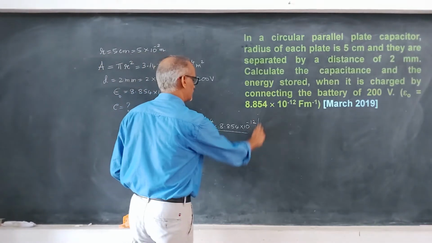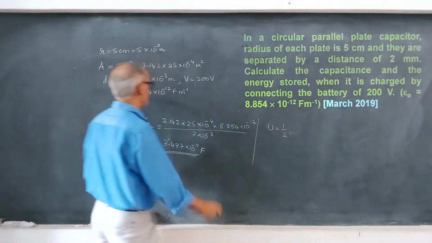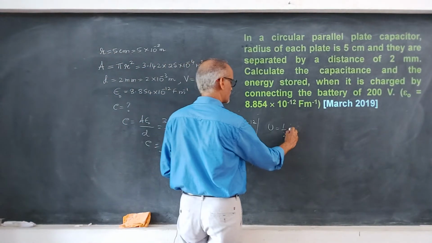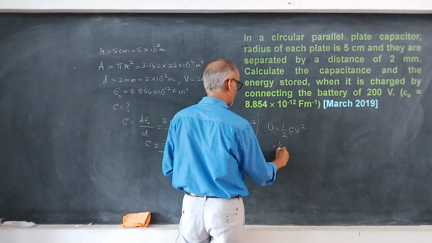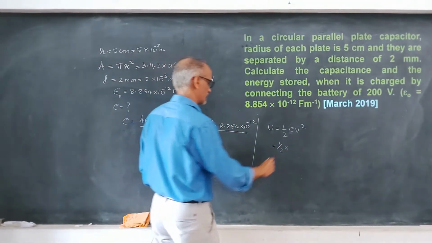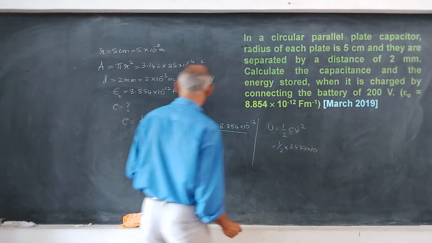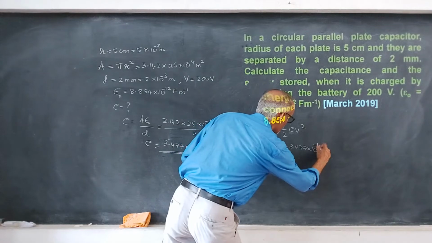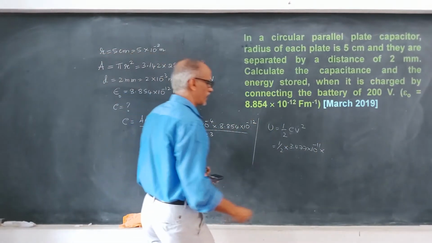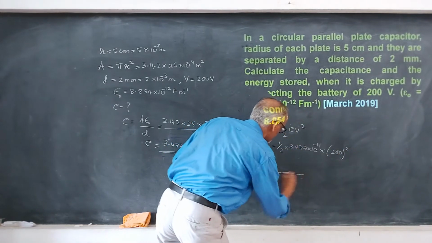Now how to find the energy? So energy is given by U is equal to half. See, we know the value of V and C. So that's why I'll use that format. U is equal to half CV square. Half, the value of C? C is here 3.477 into 10 to the power minus 11, into the value of V. V is 200. 200 square of it.